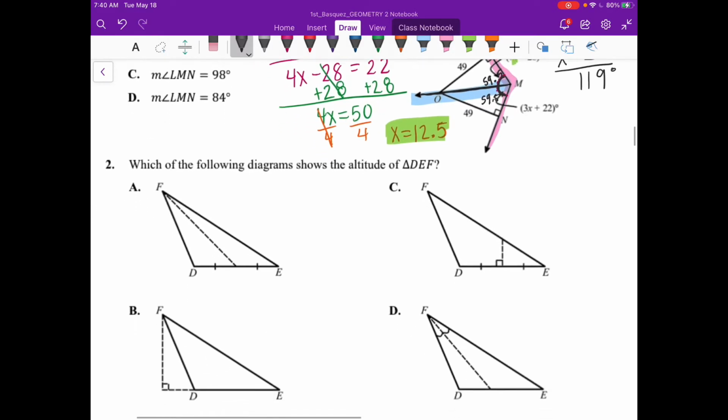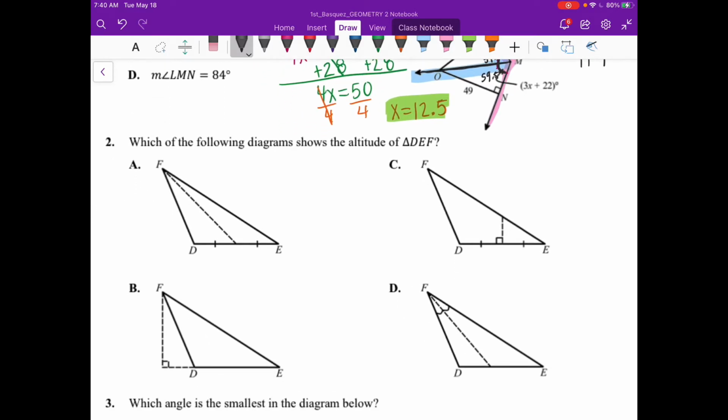Number 2. Which of the following diagrams shows the altitude of DEF? So altitude, the important concept here is that the altitude should show a 90-degree angle. Okay, so we're talking about a 90-degree angle there. So I can automatically cross out option A. That one's not showing any 90-degree angles, and option D.